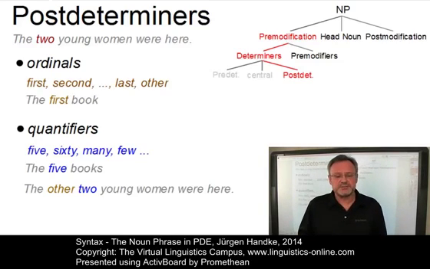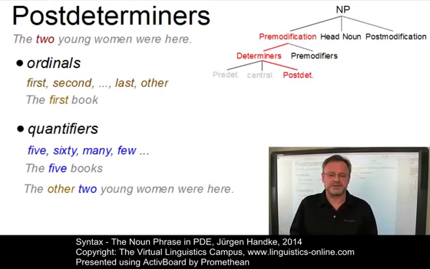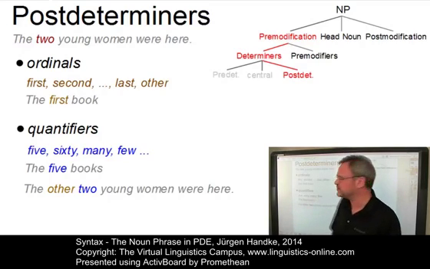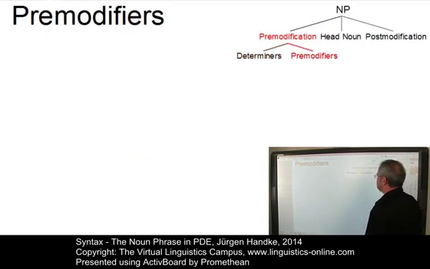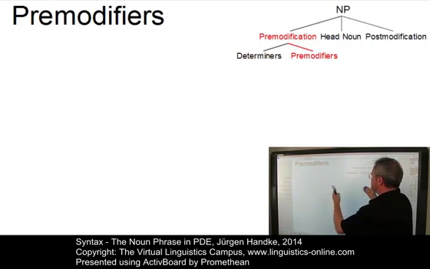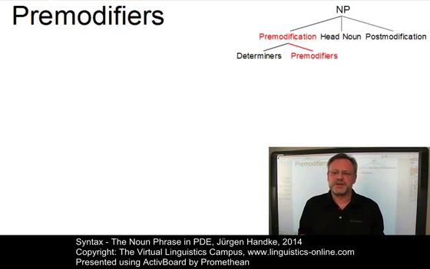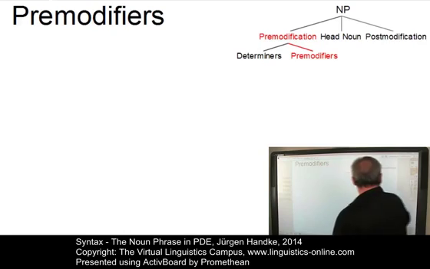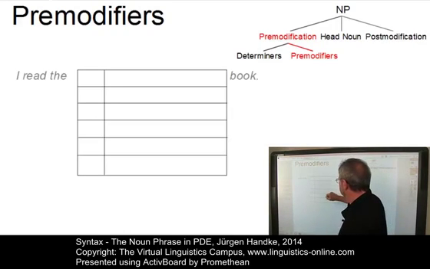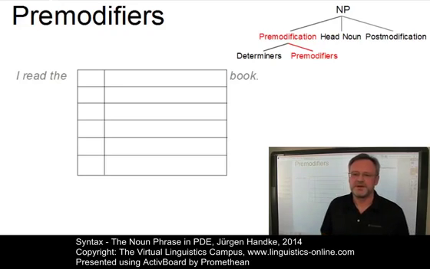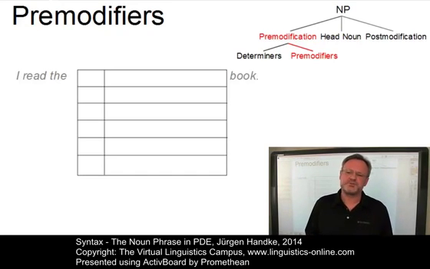Let us now look at those elements that can be placed between the determiners and the head noun. These items are referred to as pre-modifiers. Let's see what type of pre-modifiers we have in present-day English. Holding a constant frame, such as I read the, and then the head noun, book. The following range of pre-modifying items can be postulated.